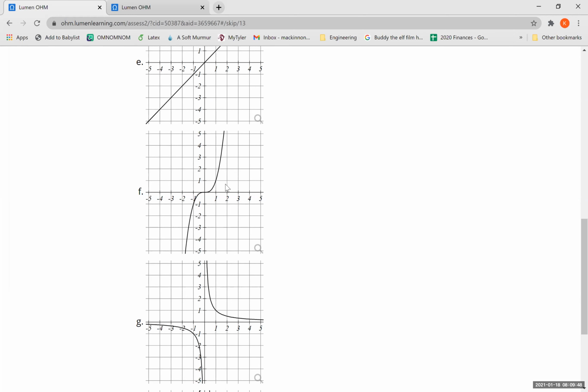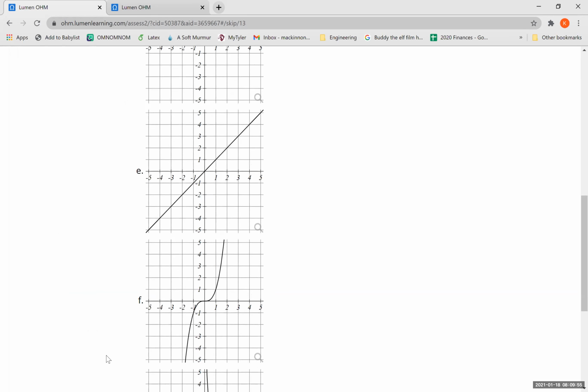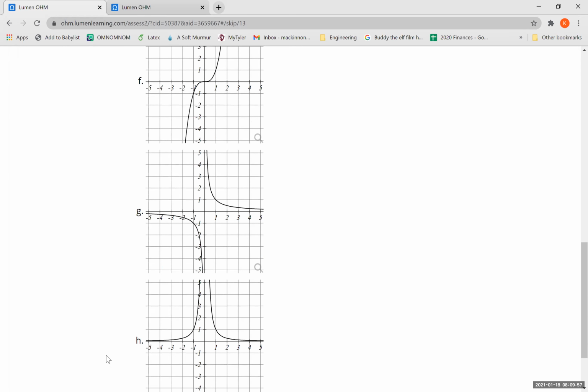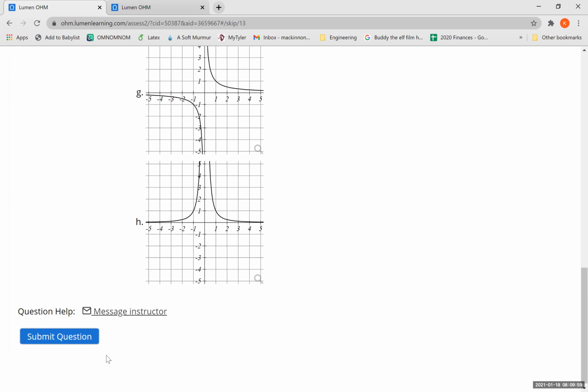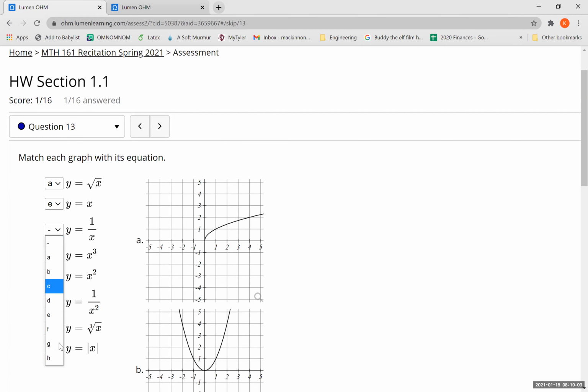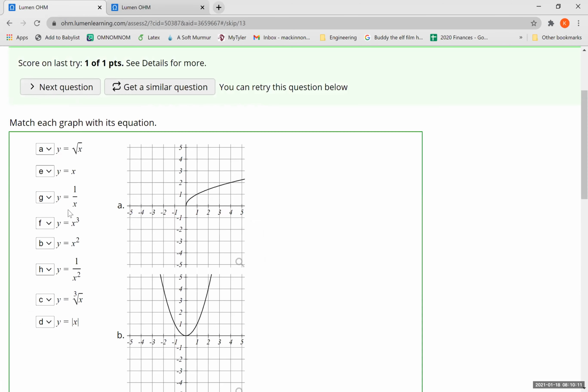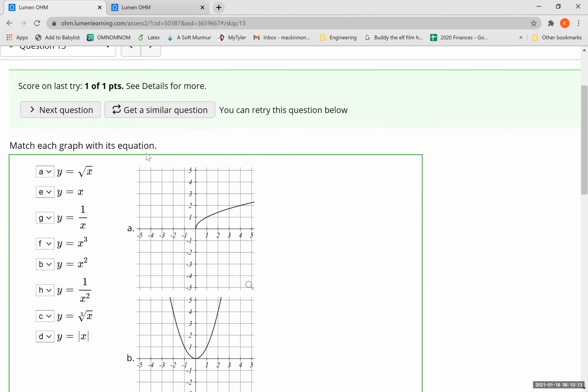So F, that is definitely a cubic function. And again, that's just because I've memorized these toolkit functions. That's all there is to it. For G, that's a reciprocal, and H is a reciprocal squared. So the reciprocal is this guy, and the reciprocal squared is this guy. All right, we're doing it.